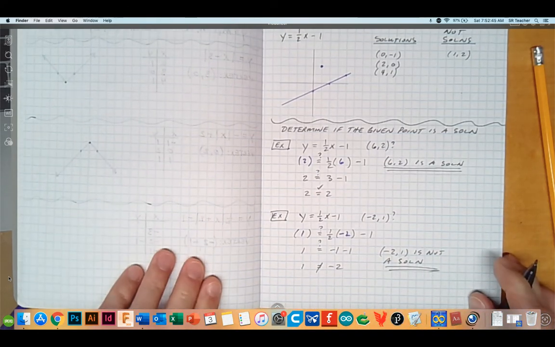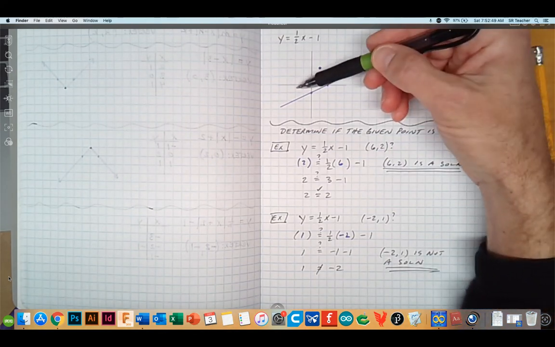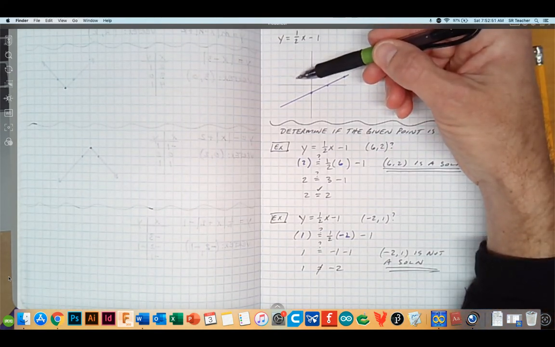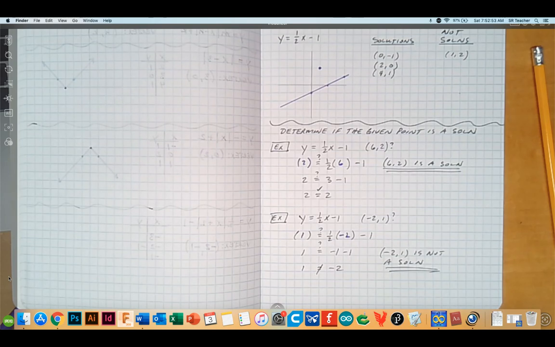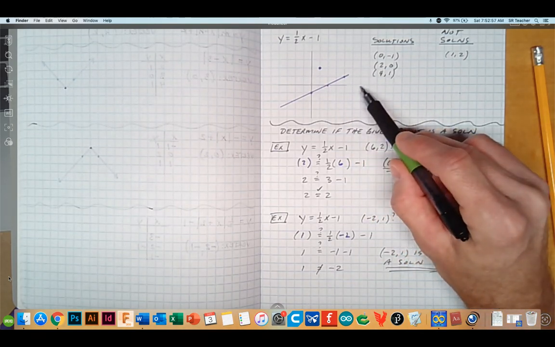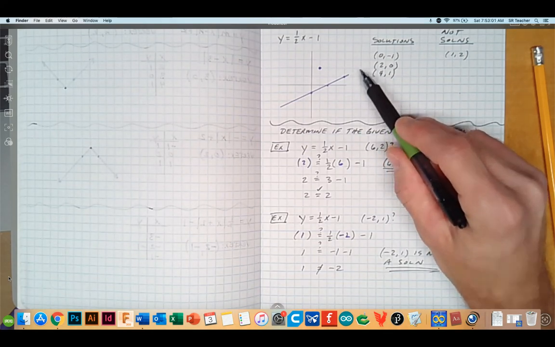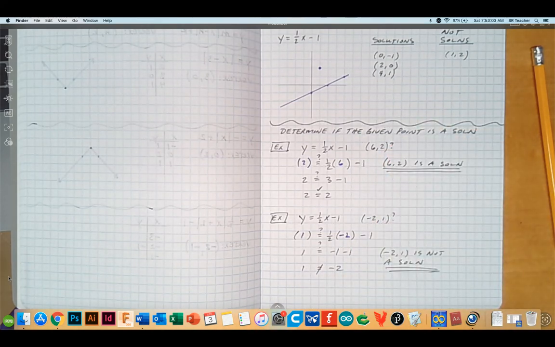All right, and if we look back to our graph, this point (-2, 1), that's right there. That would not be a solution. We can tell that pretty quickly and easily. This point, (6, 2), if we extended the graph, 1, 2, 3, 4, 5, 6, 2, we can see that this line would probably extend and pass through that point. All right, so that's how we determine to see if points are solutions to linear equations.